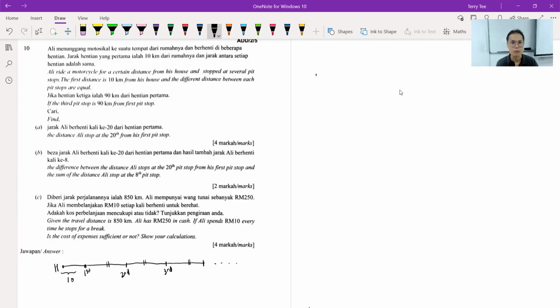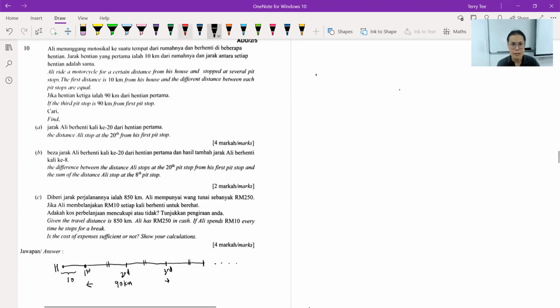Okay. Now, then they say if the third pit stop is 90 kilometers from the first pit stop, that means we are talking about the distance from here to here is 90. So here's the confusing part. What is part of your arithmetic progression? This is arithmetic, we know. We look at it, it's arithmetic because the distances are equal.